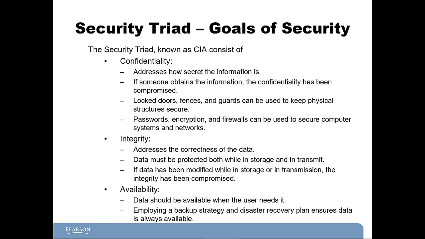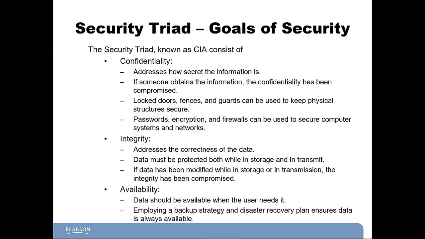Normally, the security triad is CIA: confidentiality, integrity, and availability. Confidentiality addresses how the information is kept secret. If someone obtains the information, the confidentiality has been compromised. This could be done with simple things like locking doors, fences, armed guards, keeping things in a secured area. Also passwords, encryption, firewalls. It depends on what area we're talking about: physical security, electronic security, or any combination.